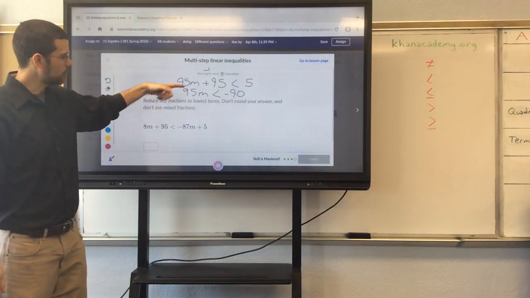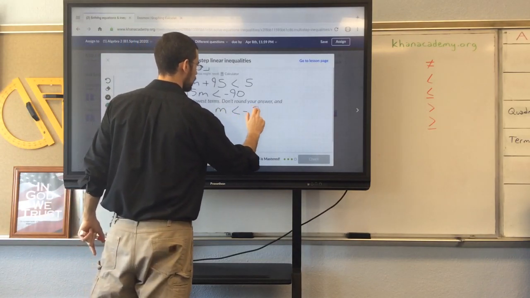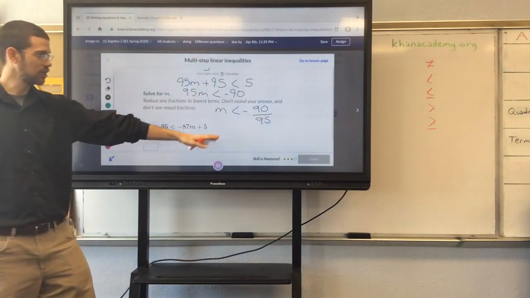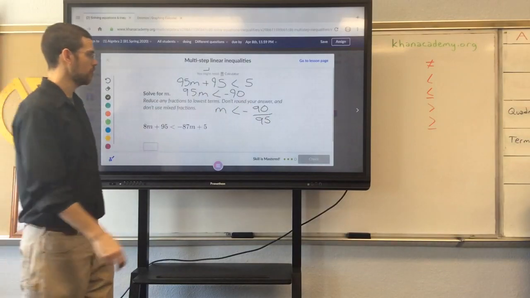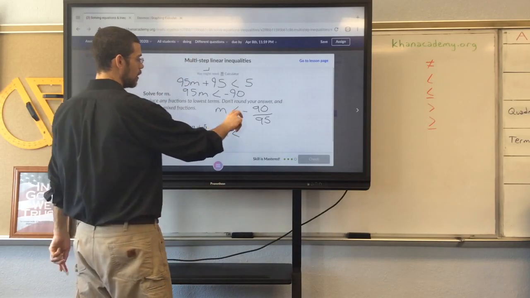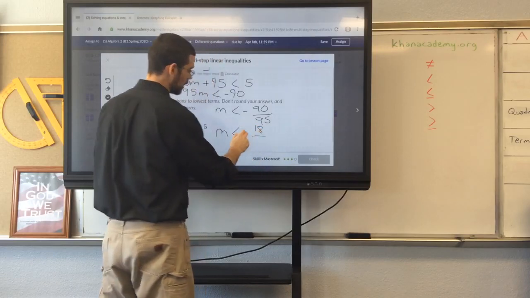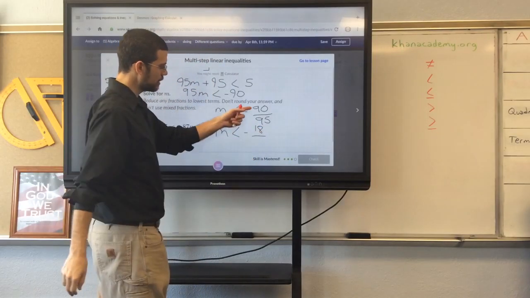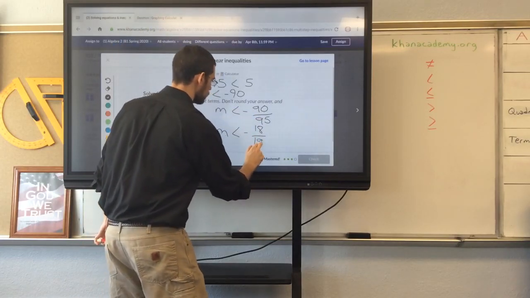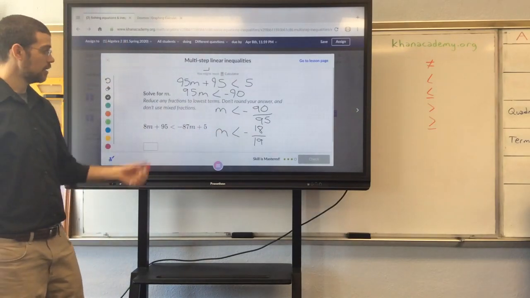And then we want to divide by 95, and that will give us m is less than negative 90 divided by 95. Now, they want us to reduce fractions, and both of those numbers are divisible by 5. So we'll reduce by a factor of 5. 90 divided by 5 is 18. The fraction is still negative. And 95 divided by 5 is 19. So we have m is less than negative 18 19ths.